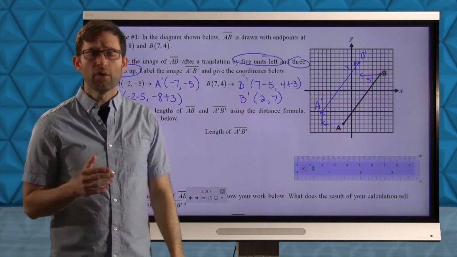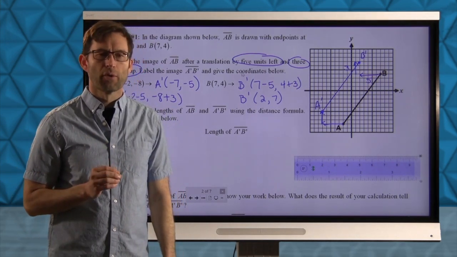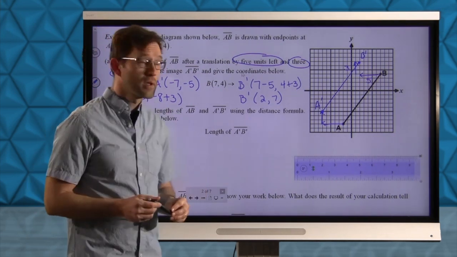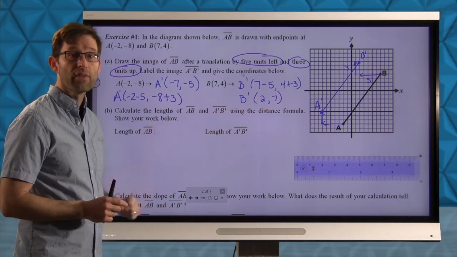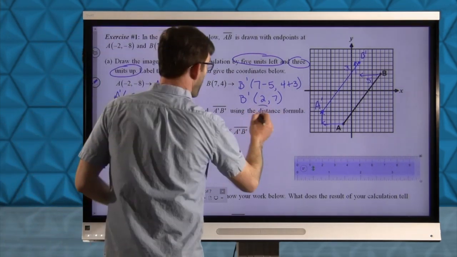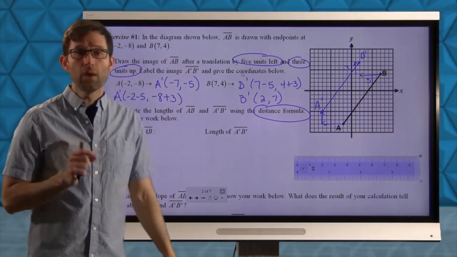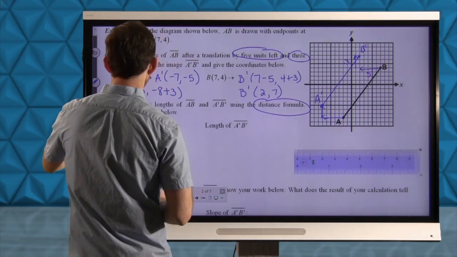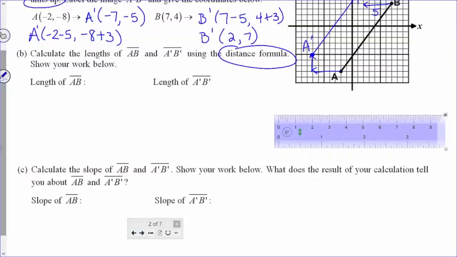Now, what we want to do is bring in the tools of coordinate geometry to verify properties of rigid bodies that we've seen before. Let's take a look at the length of AB and the length of A prime, B prime by using the distance formula. Let me work through the length of AB and then have you work through the length of A prime, B prime. As always, the distance formula is just the Pythagorean theorem: x2 minus x1 squared, y2 minus y1 squared. I square two things, add them together, take the square root.